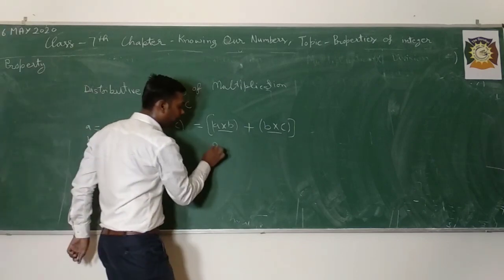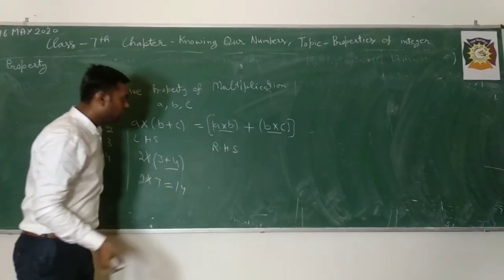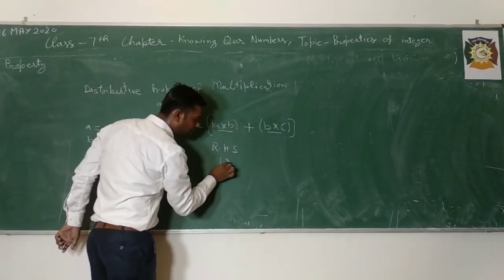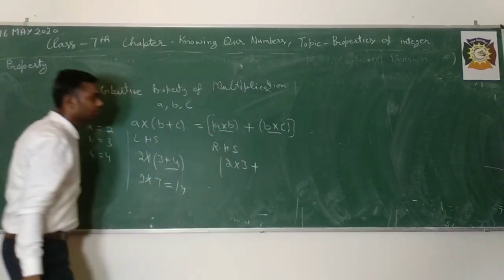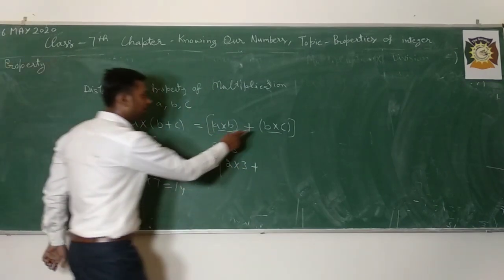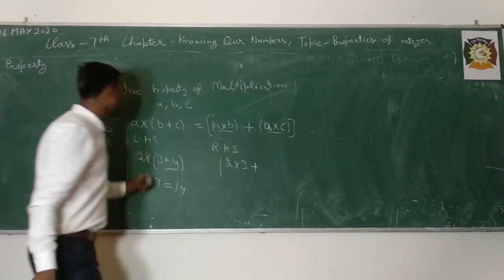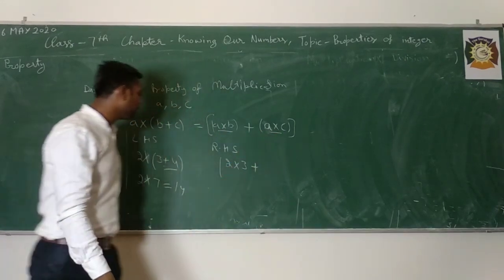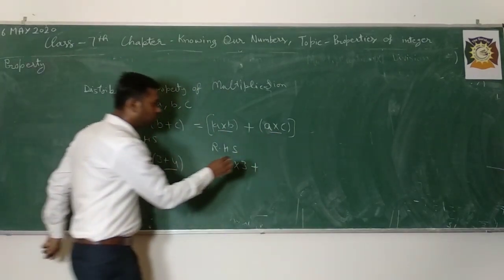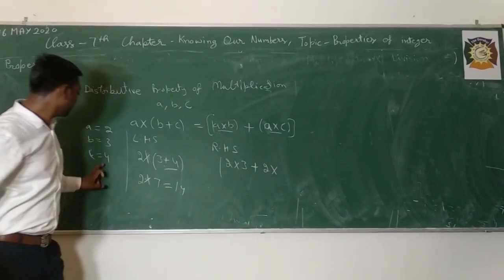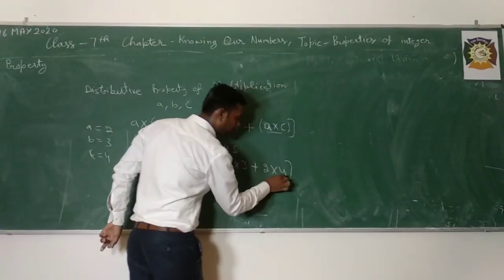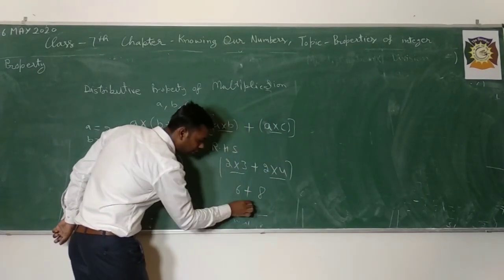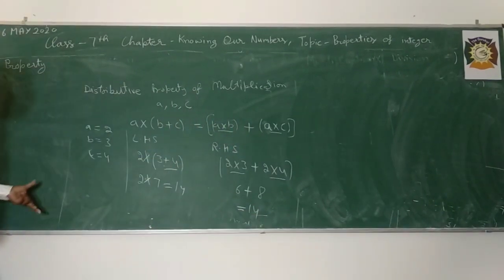And the right hand side, here is the difference. Write a into b plus a into c. Put the value of a equal to 2, b equal to 3, plus a equal to 2 multiplied with c equal to 4. 2 into 3 is 6 plus 2 into 4 is 8, that is equal to 14. Left hand side is equal to right hand side.